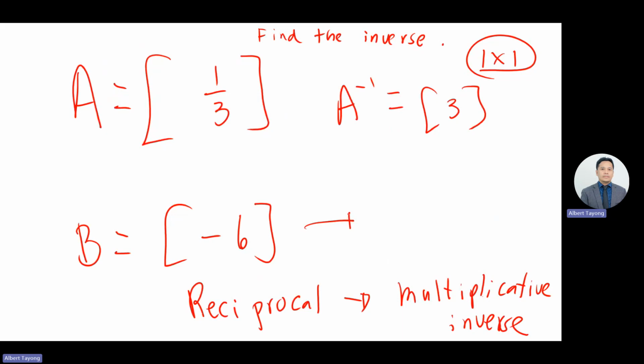And here our B raised to the power of -1, or inverse of B, is equal to -1 over 6. It is the reciprocal of -6. Okay, so it's very easy to find the inverse of any 1 by 1 matrix.